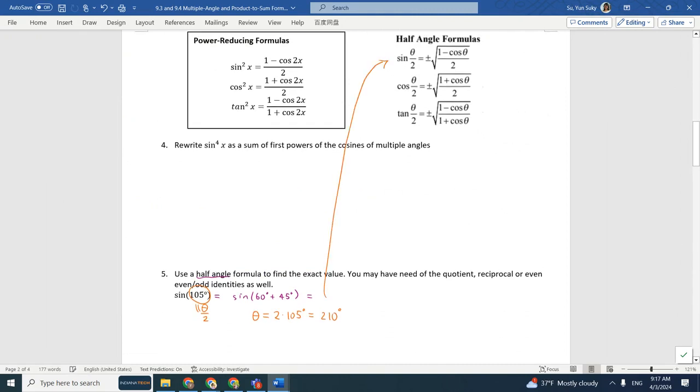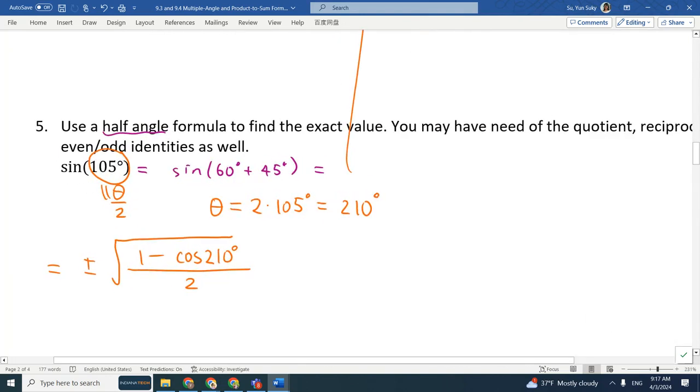Now we use the half angle formula. Because it's a sine, we use the sine formula. So therefore, sine of 105 degrees is plus or minus the square root of 1 minus cosine of theta, which is 210, and then over 2. Is that okay, everybody? So we use the half angle formula. This is the half angle, theta over 2 is 105. So theta, both sides multiplied by 2, is 210.